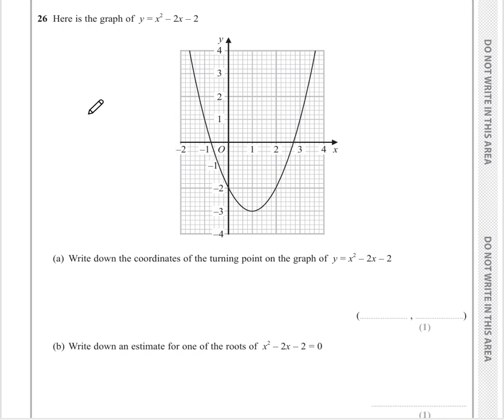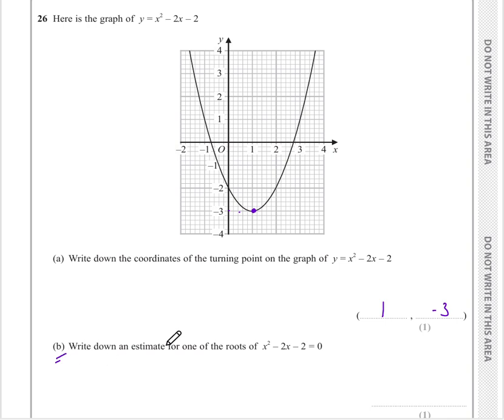Question 26. Here is the graph of y equals x squared minus 2x minus 2. And we need to write down the coordinates of the turning point on this graph. So the turning point here is going to be this minimum point. So let's read off the coordinates here. The x coordinate is going to be 1 and the y coordinate is minus 3.